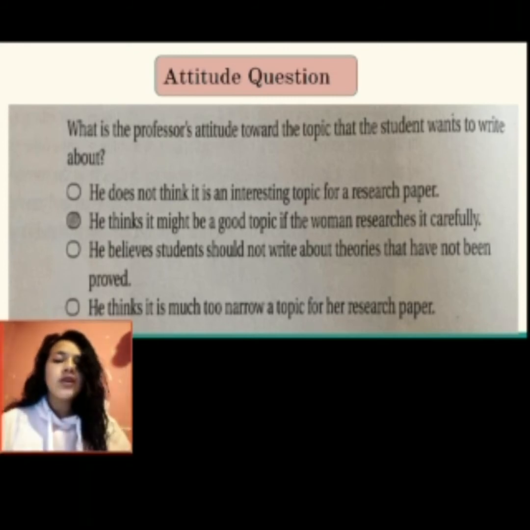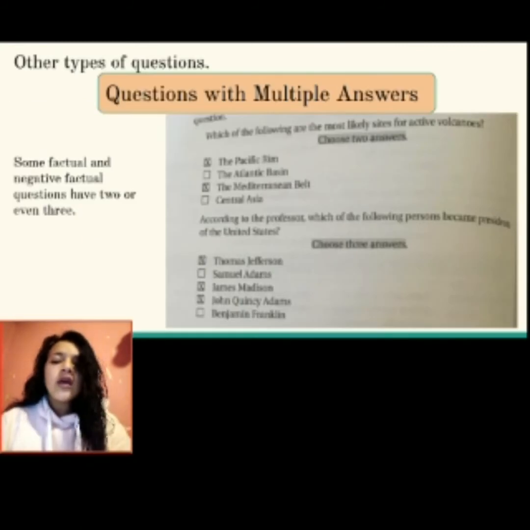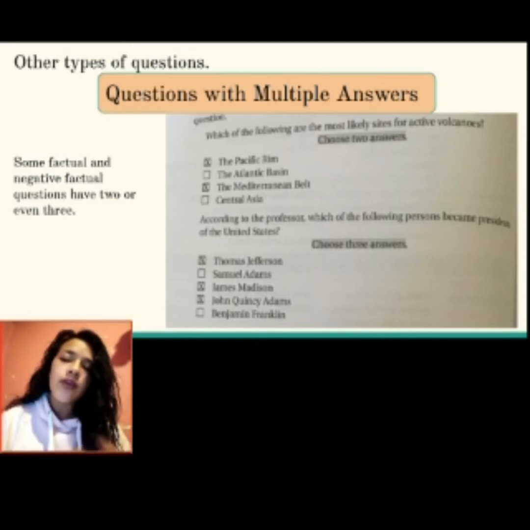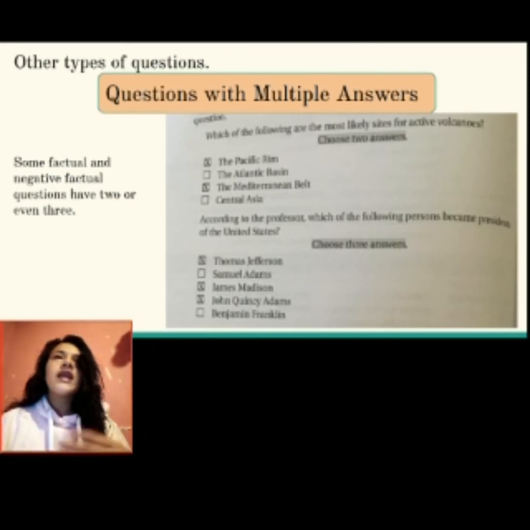Other types of listening questions. Some listening questions have a special direction as described as follows. For example, question with multiple answers. Some factual and negative factual questions have 2 or even 3 answers. You must click on 2 or 3 answers before you continue.